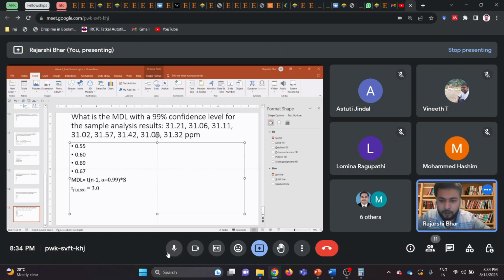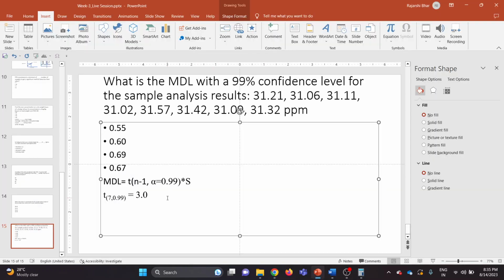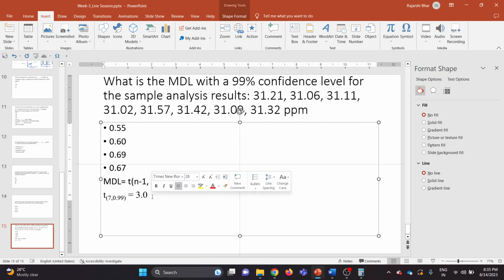Okay, so if you can calculate the standard deviation with a calculator, it must be pretty easy to calculate that. So I am giving you the standard deviation result that I have here. The value of standard deviation, yes.